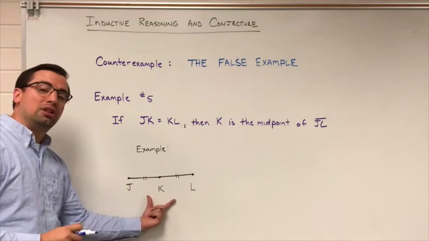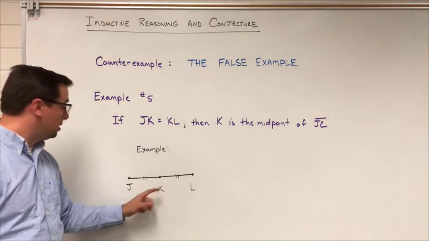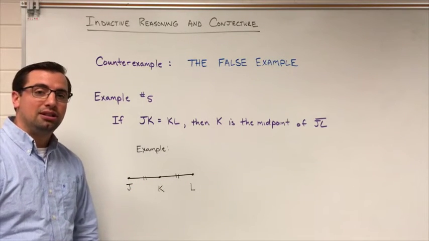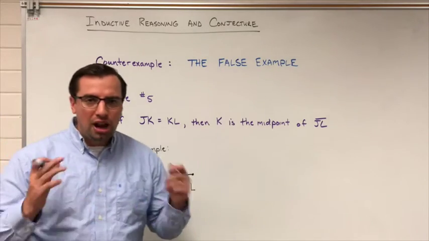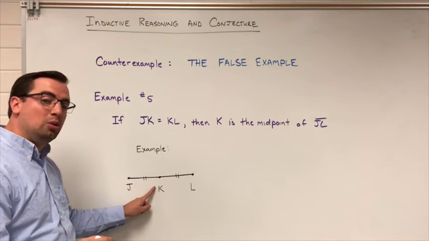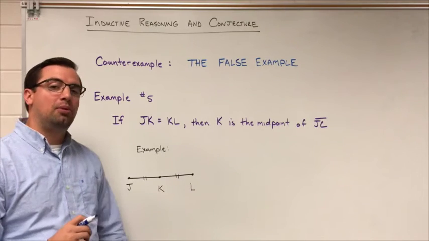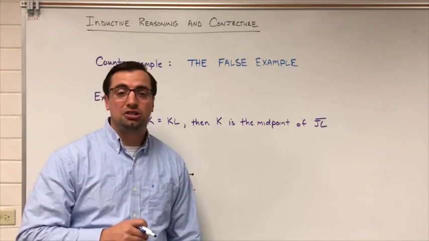Here's an example of what they're referring to. You see here how K is exactly in the middle. We mark it as the midpoint by using the congruent marks. But is this picture going to be true every single time? Could I find an example that has JK equaling KL, but not make K the midpoint? And believe it or not, there is such an example.